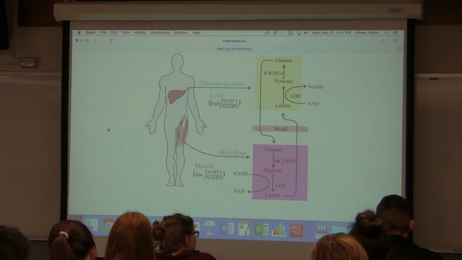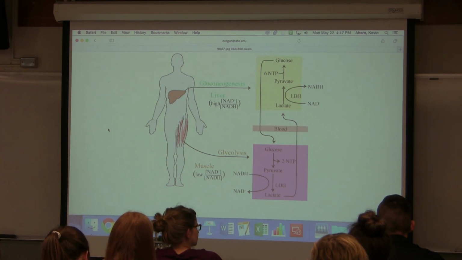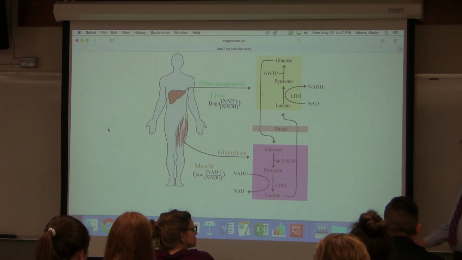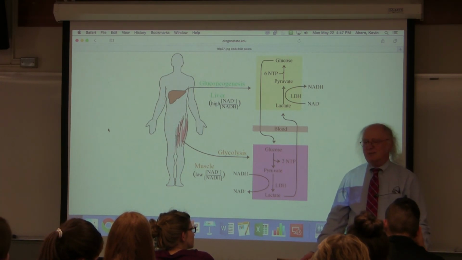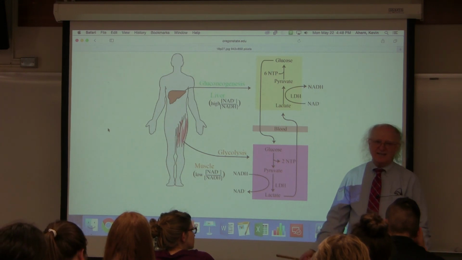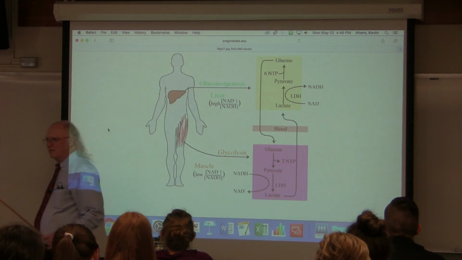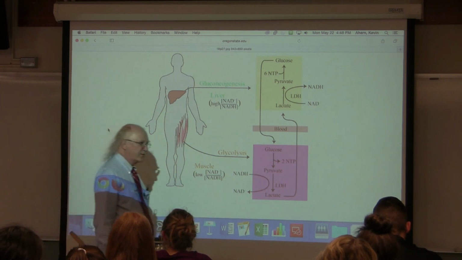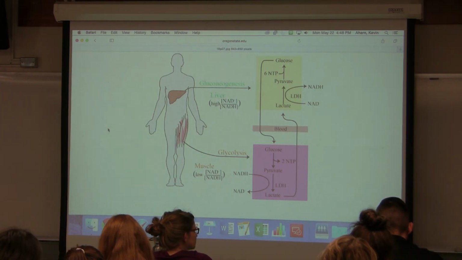What happens when my muscles start running out of oxygen? What process? Fermentation, right? I do fermentation so I can make NAD to keep glycolysis going in my muscle cells. What's the product of fermentation in my muscle cells? Lactic acid. Lactic acid is of exactly zero use to my muscle cells. So the muscle cell says, get out of here. It dumps it into my bloodstream. So the bloodstream carries away the lactic acid from my muscles.